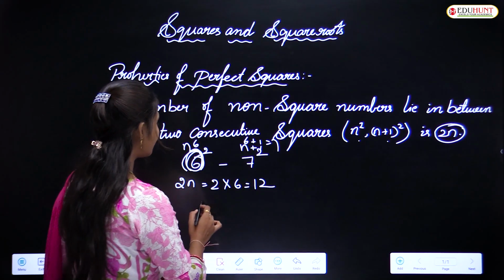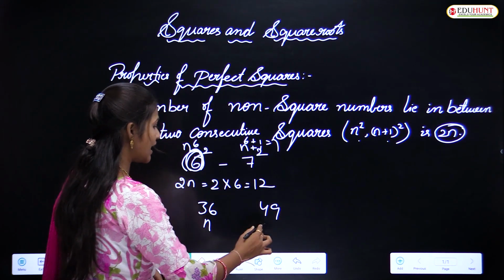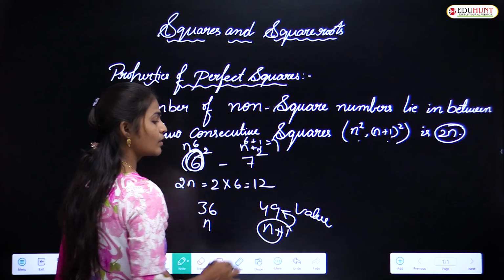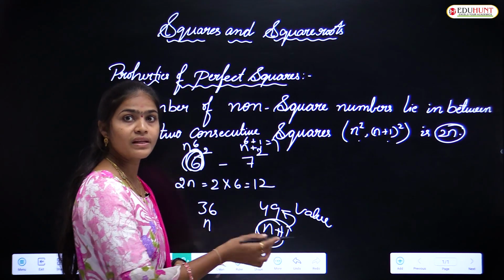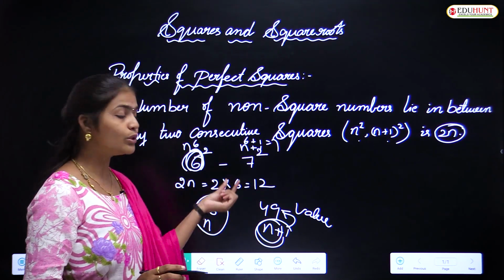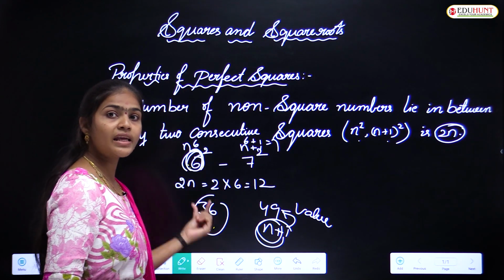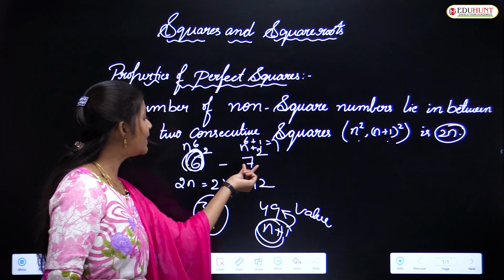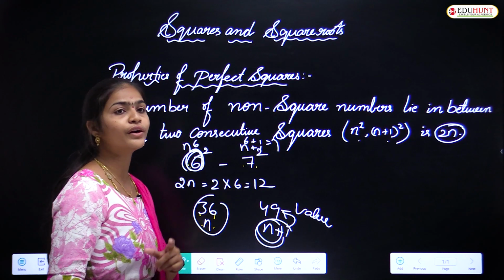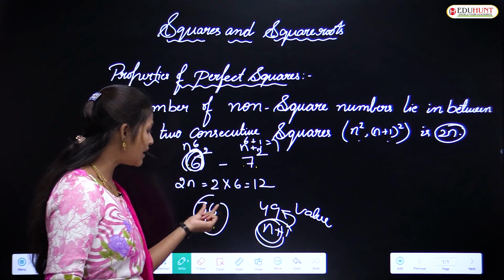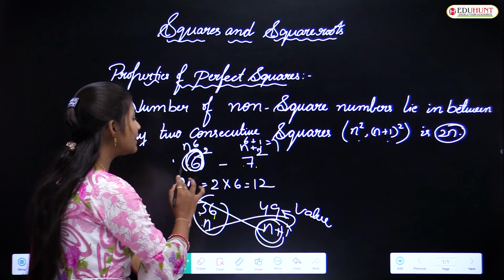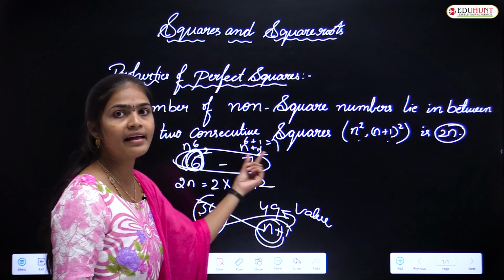Why should we not take 36 and 49 as n and n plus 1? Here n is 6, so n square is 36, and 7 is n plus 1, so n plus 1 whole square is 49. That is the meaning of n and n plus 1 here. For your understanding only I have written it here. So these two numbers, 6 and 7, you have to consider as n and n plus 1.